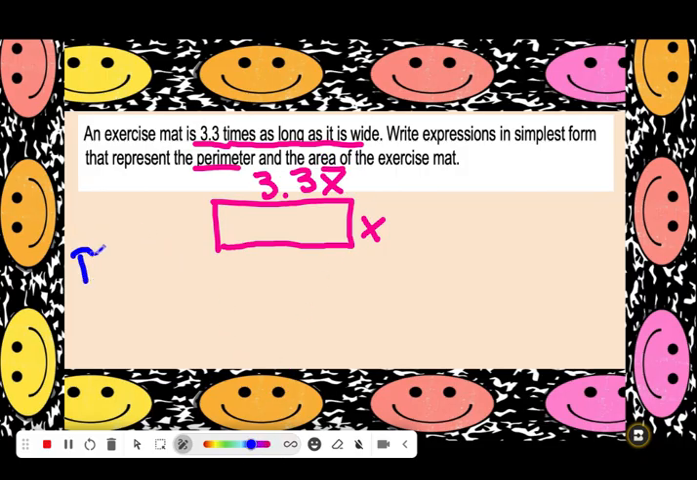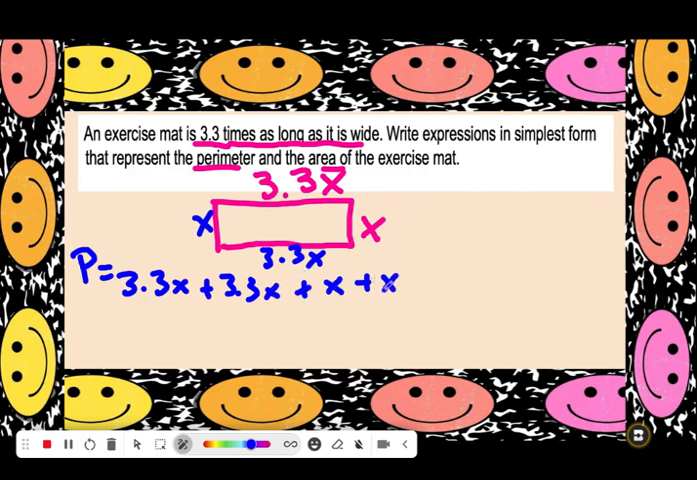Let's focus on the perimeter. For the perimeter, we add up all the numbers on the outside. So we would have 3.3x plus 3.3x plus x plus x. So our perimeter, 3.3 plus 3.3 plus 1 plus 1, would give us 8.6x. That's going to represent the perimeter.